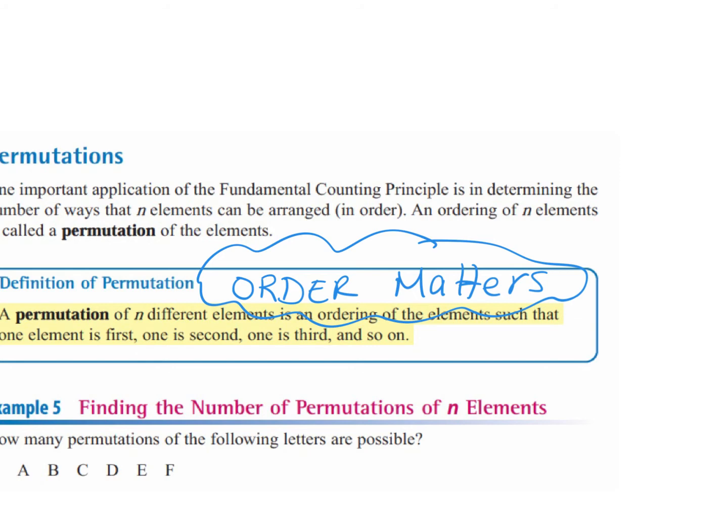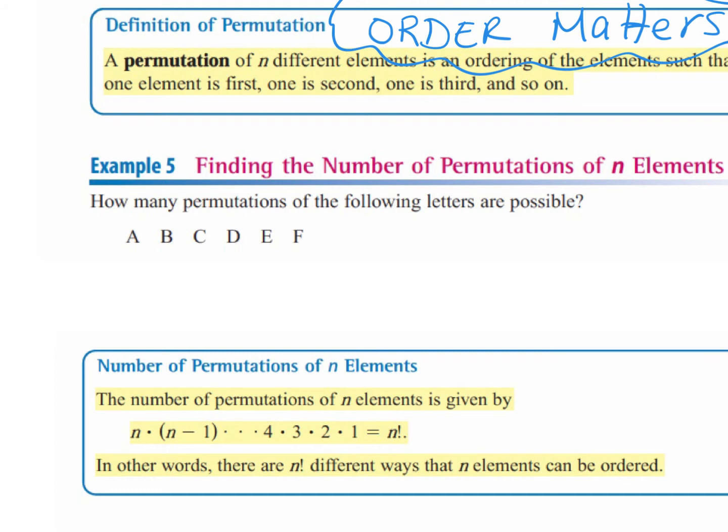So let's look at this. How many permutations of the following letters are possible? Since they told me it was a permutation, what are you going to say? Order matters, all right? So how many different letters are there? 6. So there's 6 spaces: 1, 2, 3, 4, 5, 6. So for this first spot, Carlos, how many different options do I have for that first spot? How many different letters are there? 6, okay.